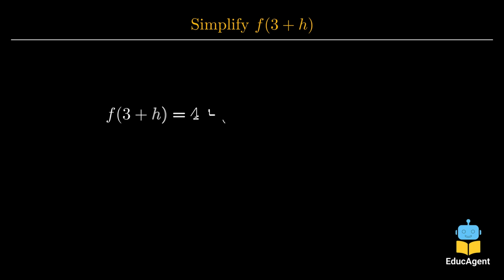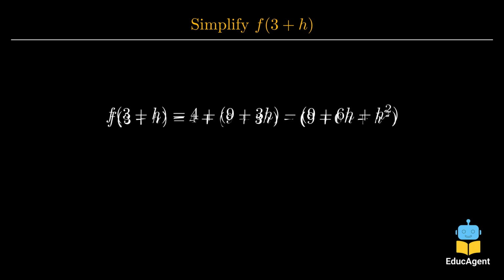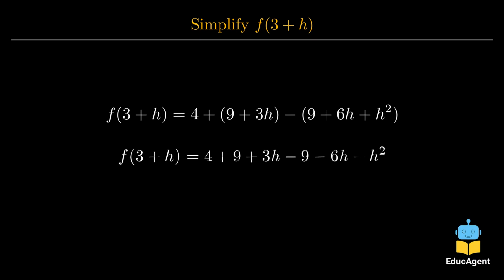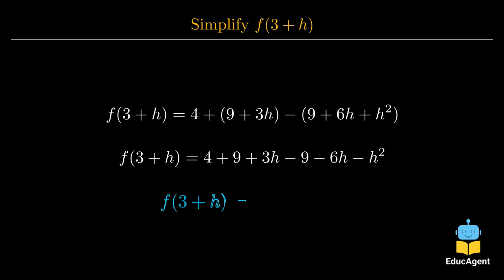Substitute the expansions back into the expression for f of 3 plus h. Now distribute the minus sign across the parentheses. Minus 9 minus 6h minus h squared. Combine like terms. 9 minus 9 cancels, and 3h minus 6h equals minus 3h.